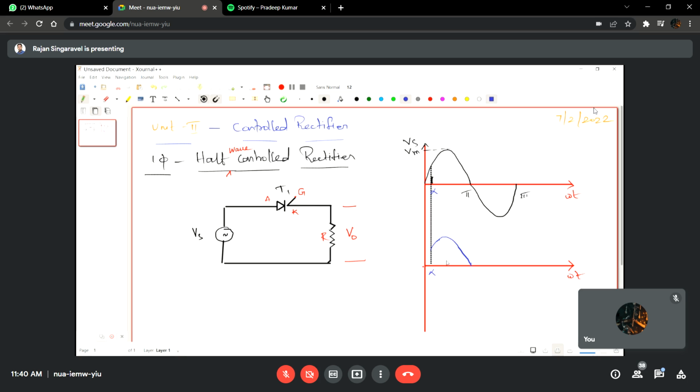So even though the thyristor is forward biased from omega t equal to 0, until you supply the firing pulses at some alpha, the thyristor will not conduct. Once you apply the firing pulses at alpha equal to 30 or alpha equal to 45, 60, whatever may be the angle, from that particular point onwards, the thyristor starts to conduct.